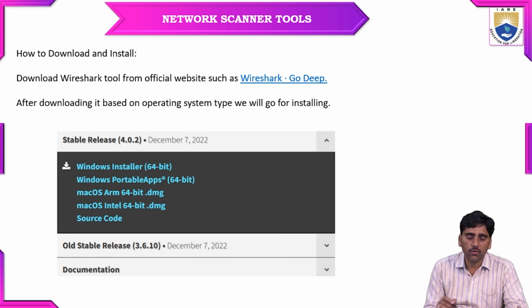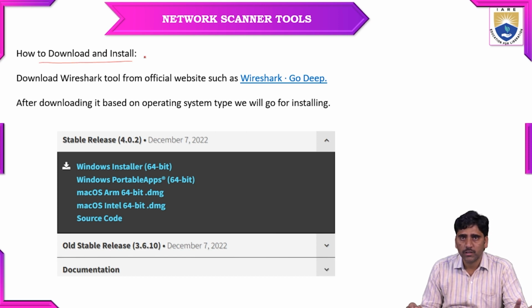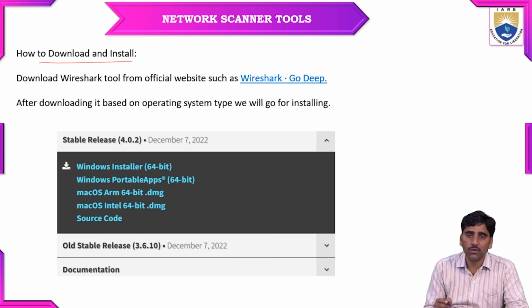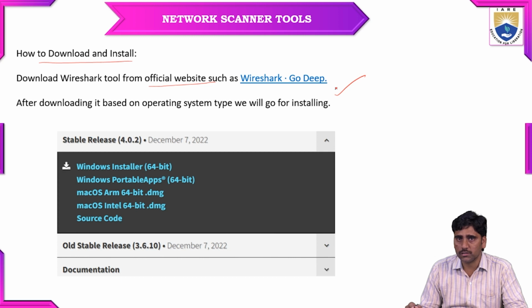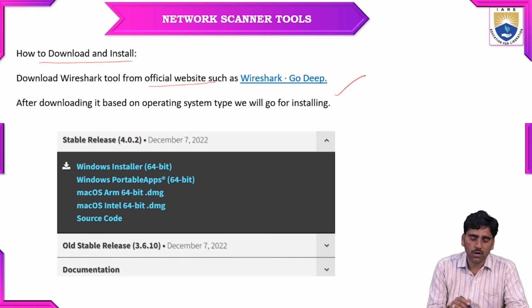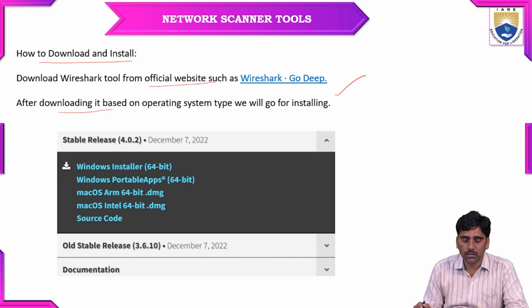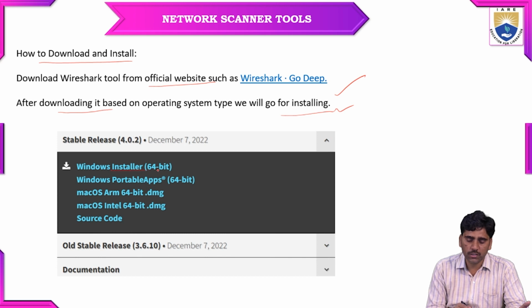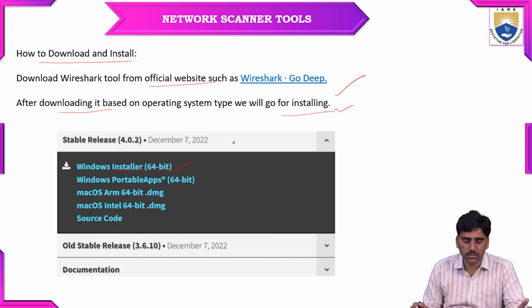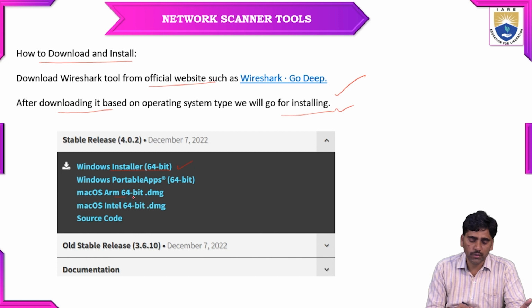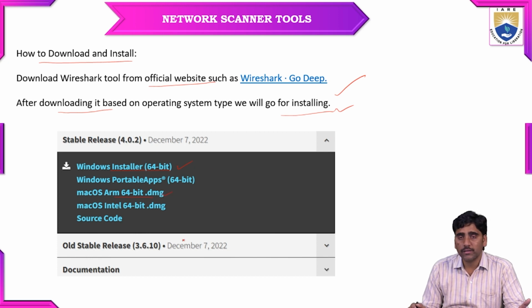So now, how to download and install this Wireshark tool. As said, download the Wireshark tool from the official website. After downloading it, based on the operating system type, we will go for the installation. Here this is the Windows installer 64-bit, and macOS ARM 64-bit. So it is asking you to choose the type of operating system along with the type of bit.